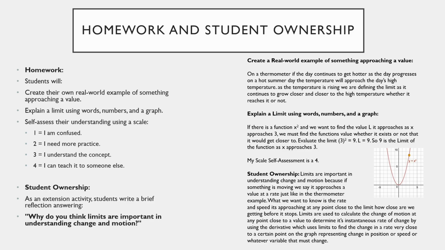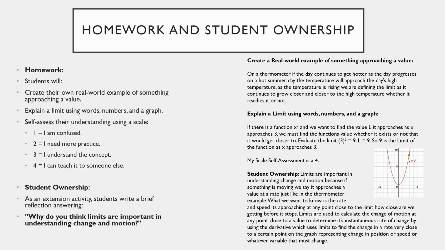So in that function x squared, you see where there's a hole or a dot, either way, at that point on the graph, y equals 3 squared, which is 9. So 9 is the limit, whether the function value exists or not. Then it says self-assess their understanding using a scale, and I say my self-assessment is a 4.